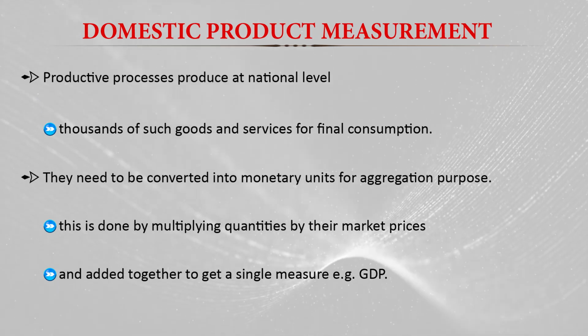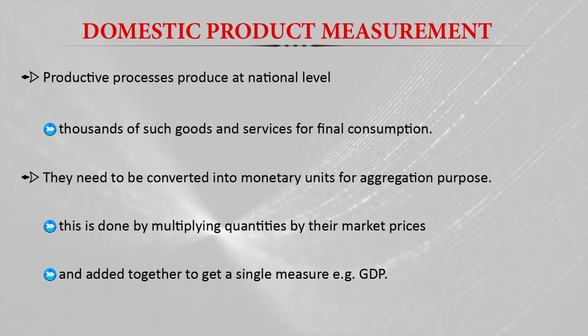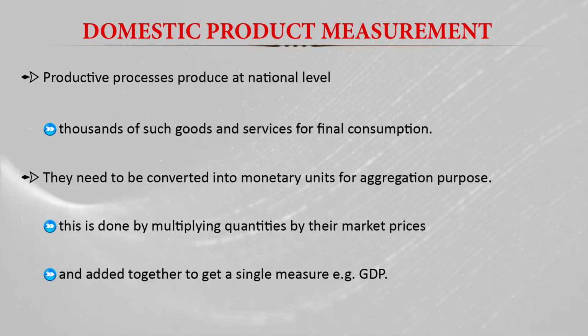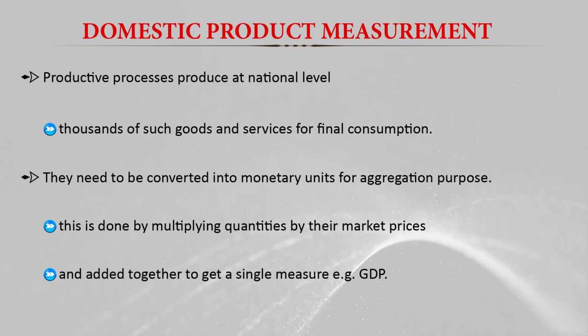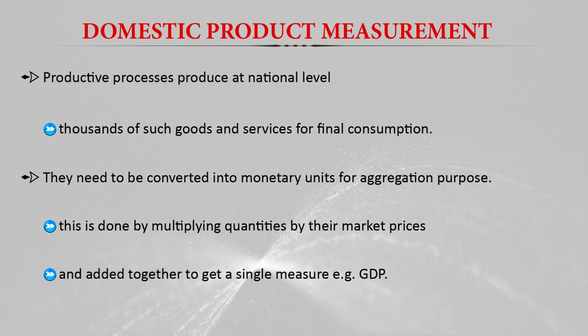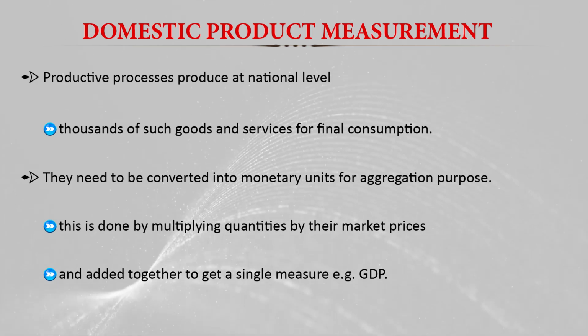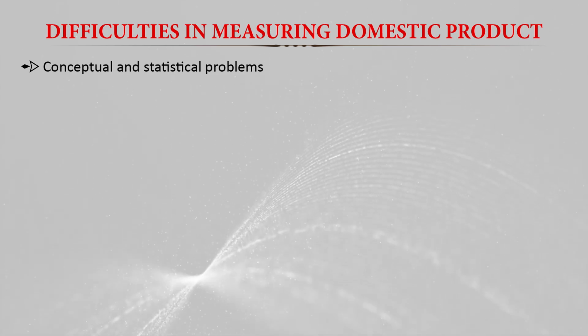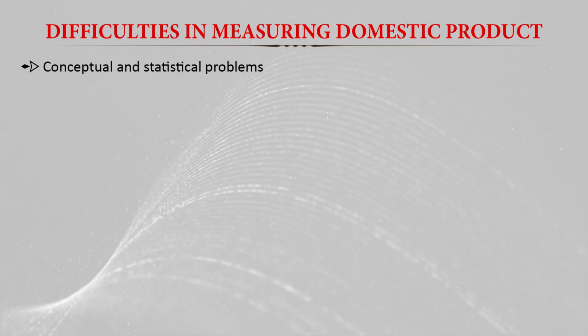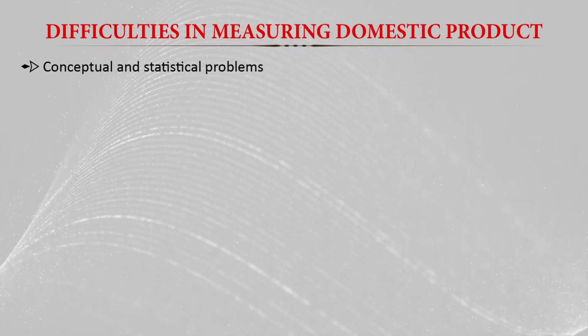So we have thousands of goods and services, and to find out their contribution, their share in the national GDP, we multiply the quantity with their market prices, and then we add all these values to get the single measure of the gross domestic product. And there are certain difficulties while we measure the gross domestic product, like some conceptual issues or some statistical problems in calculating or measuring the domestic product.